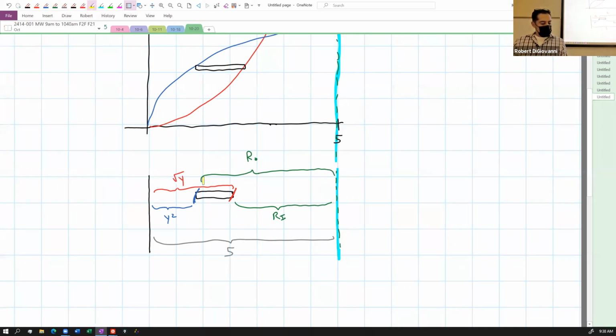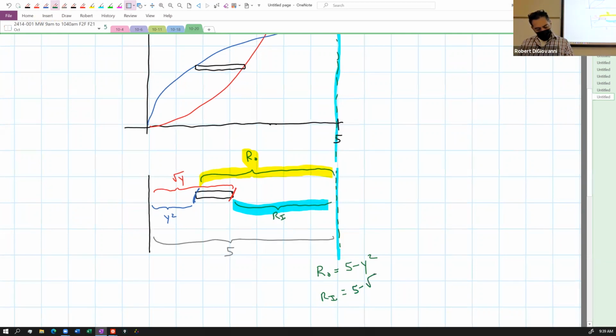So let's start with R out. What is that distance? It's this whole distance, right? 5, but take out this much of it, right? So 5 minus y squared. Take the whole 5, but then take out just this piece, and you'll have that piece. So R out is 5 minus y squared. And then what would R in be? 5 minus, so this piece here is the whole 5, right? But take away that red piece. So 5 minus root y. And that's all we need for the formula. Everything else, just plug and chug.